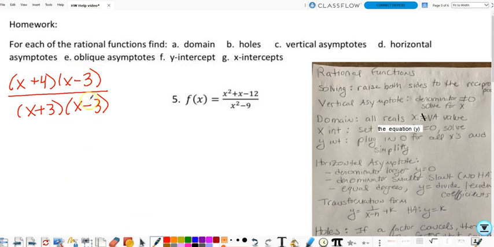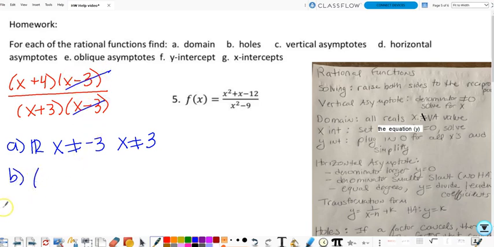Oh, look at that. We have a hole. All right, we'll get there in a second. Domain: all reals. X cannot be... what makes your denominator 0? Negative 3. X cannot be positive 3. Yes, we have a hole. This is the factor that cancels. When is x minus 3 0? That's at 3.